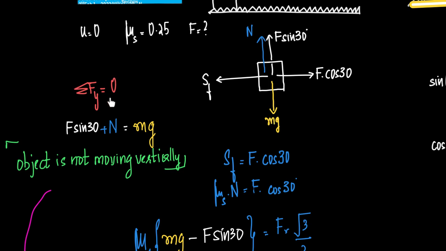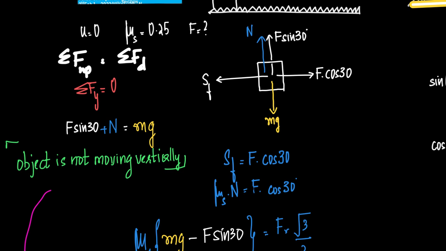Now, since the sum of Fy is equal to 0, what does that imply? It implies that the sum of forces acting in the up direction will be equal to the sum of forces acting in the down direction. Along the positive y axis, the north facing forces, we have two forces: the normal reaction and F sin 30. So we have F sin 30 plus N is equal to the sum of forces in the down direction. There is only one force acting in the down direction, which is mg. So we have F sin 30 plus N is equal to mg.